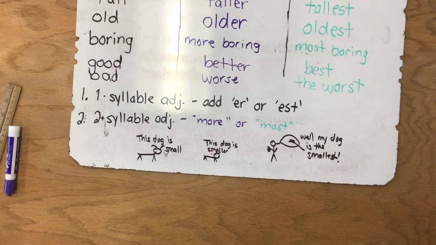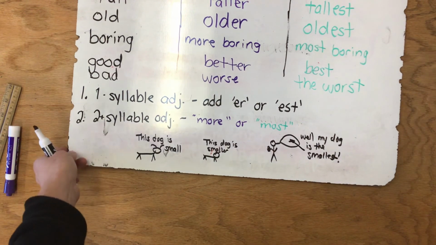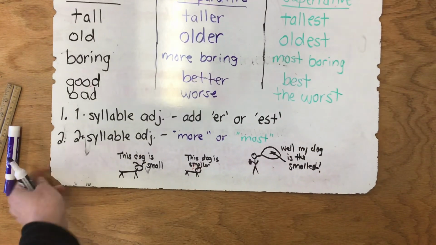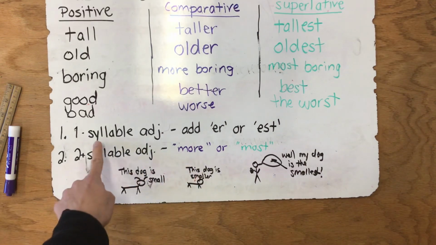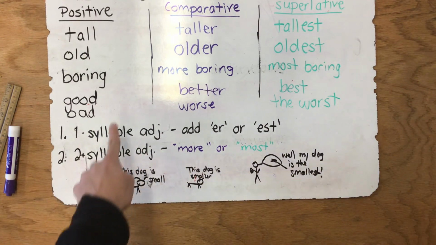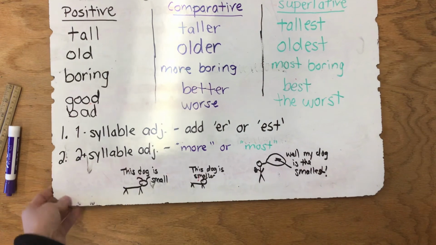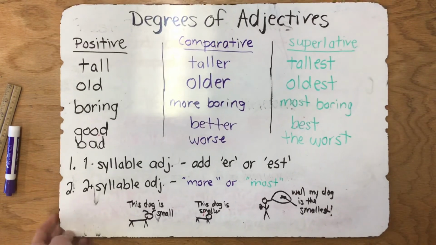Okay, so you can get silly and kind of fun here with your examples, but I'd like you to have at least 3 examples to show the degrees of adjectives, and see if you can come up with ones that show a 1-syllable, a 2-syllable, and then an irregular one. Have fun with this. Can't wait to see what you do.